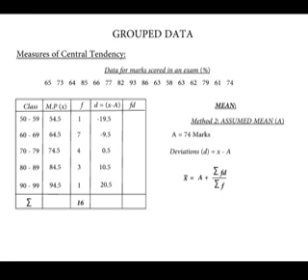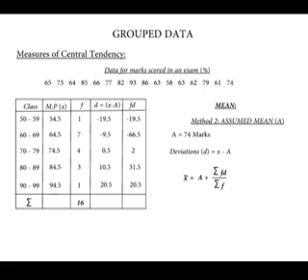Now we multiply the deviations and the corresponding frequencies. 1 times minus 19.5 is minus 19.5. 7 times minus 9.5 is minus 66.5. 4 times 0.5 is 2. 3 times 10.5 is 31.5. And 1 times 20.5 is 20.5.